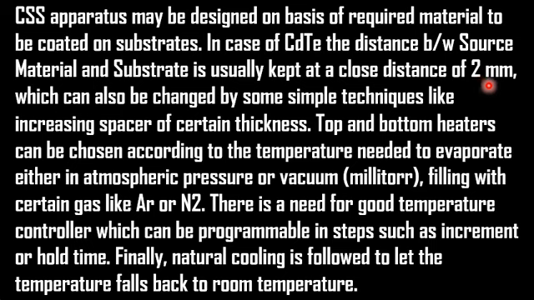However, conventionally, the average distance is kept around 2 millimeters, especially for the preparation of cadmium telluride thin films. So, dear student, in case of cadmium telluride, the distance between the source material and substrate material is kept around 2 millimeter, which can also be changed by a simple technique like increasing the spacer of certain thickness.